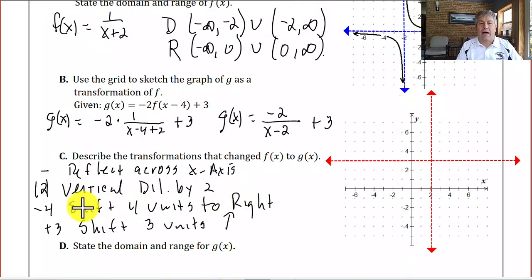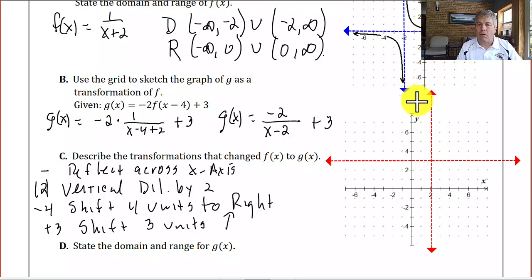So our vertical asymptote shifts 4 units to the right, so I moved from a negative 2 to a positive 2, and our horizontal asymptote shifts 3 units up. And that does make sense, because as x gets really big here, the fraction is going to get closer and closer to 0, and our horizontal asymptote is 3.